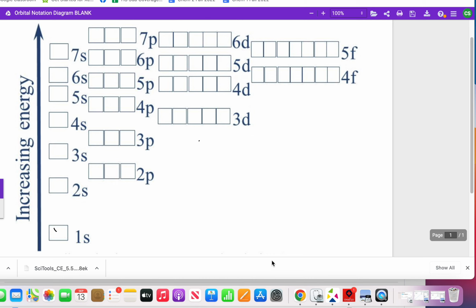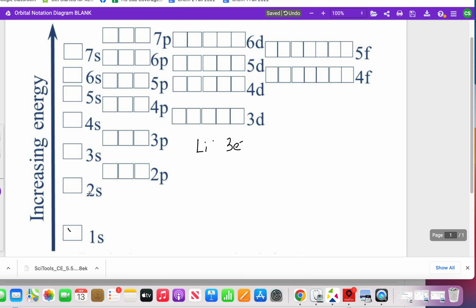I'm going to show you how to do an orbital notation and an electron configuration. For certain elements, we'll just pick some pretty easy ones to start off with. So let's say you had to write what's called an orbital notation for lithium. Lithium has 3 electrons because it's atomic number 3. So we have to show 3 electrons in this orbital notation.